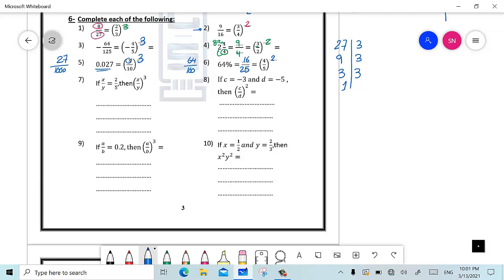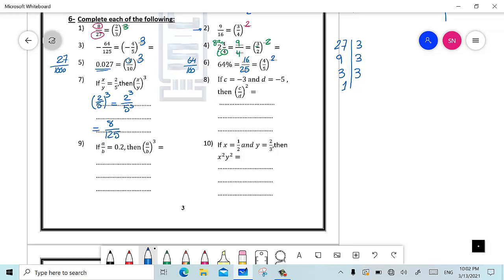I'm going to distribute the 3. So I have here 2 over 5 all to the power of 3, which is equal to 2 to the power of 3 over 5 to the power of 3, which is going to equal 8 over 125.